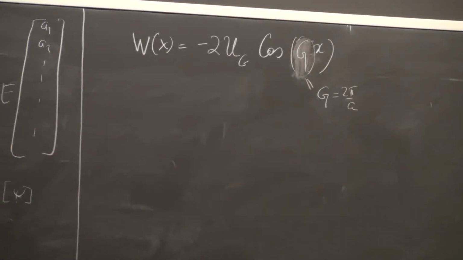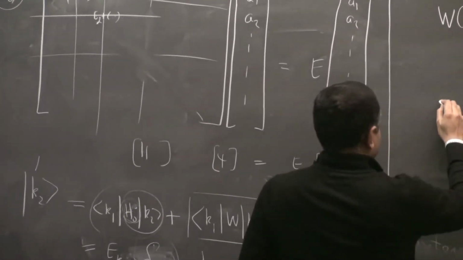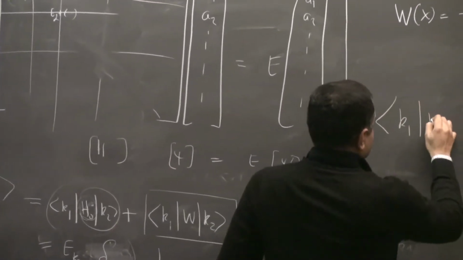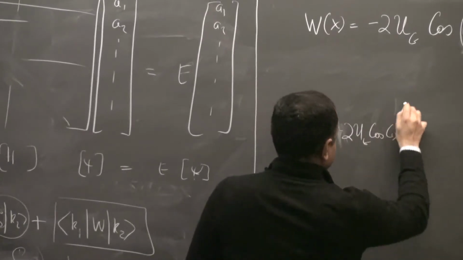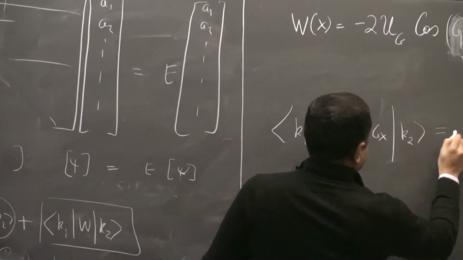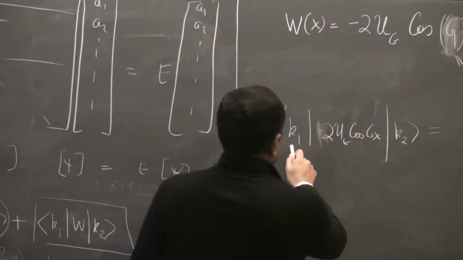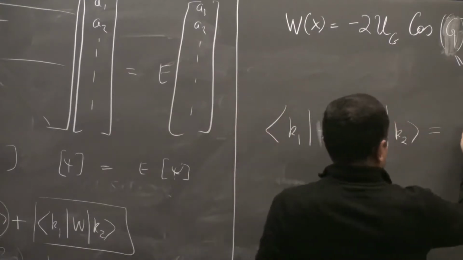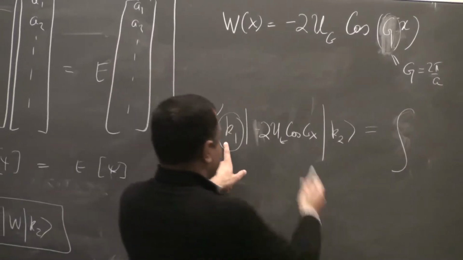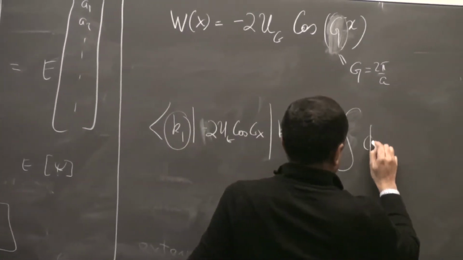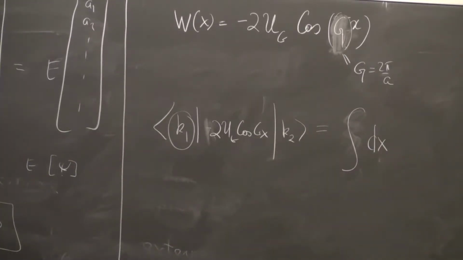That's what we need to do. So how do I do that? Let's evaluate it. K1, minus 2 U G cosine of Gx, K2. Physically, what does this mean? The matrix element means that if I know the wave function of 1, I have to integrate it over the entire circle, the entire x, 0 to L.